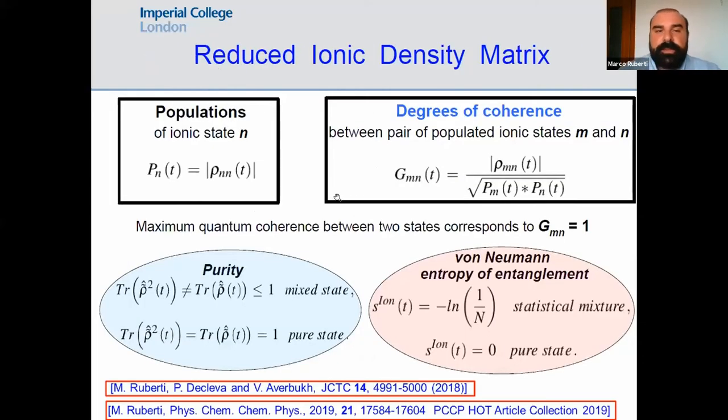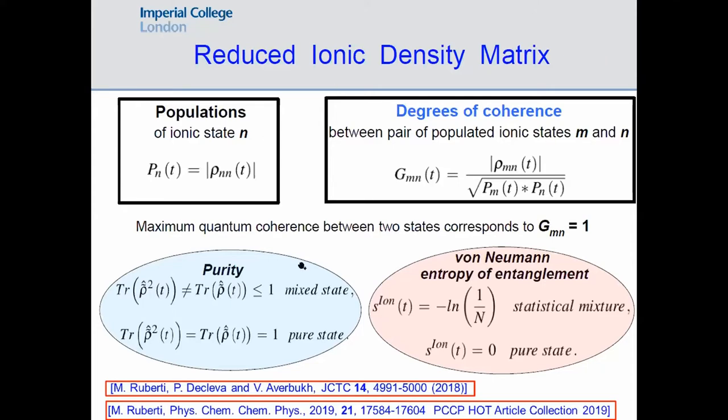And once we have that, we can compute from its diagonal elements the populations of the ionic states that have been prepared by the ionization, as well as the degrees of coherence between two populated ionic states. And moreover, we can also compute other quantities that are better characterized for a many-electron system with several ionic states: the degree of coherence of the system, for instance, the purity, and the entanglement with the photoelectron that has been emitted, which is quantified by computing the von Neumann entropy of entanglement.